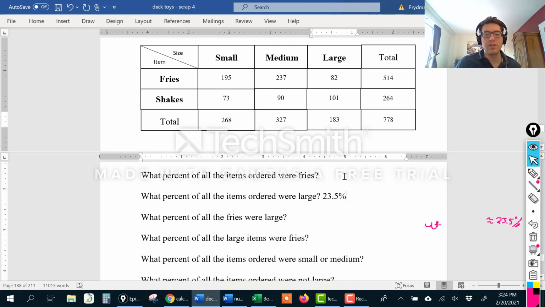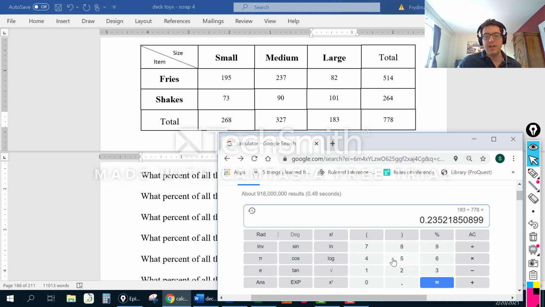And then I skipped this question over here. What percent of all the items ordered were fries? To answer this, I'm going to look at the total column, which tells me the totals of the items. There were 514 fries ordered. All of the items of any size, of any type, were 778. That was everything that was ordered. 514 of them were fries, so we're going to do 514 divided by 778.